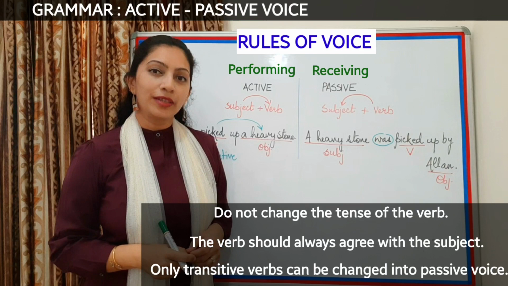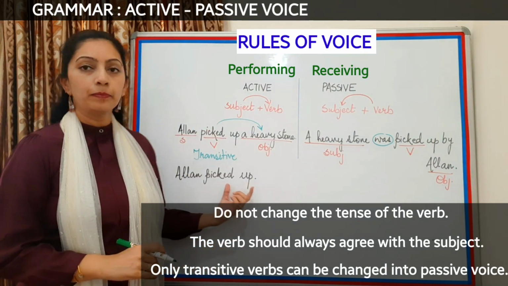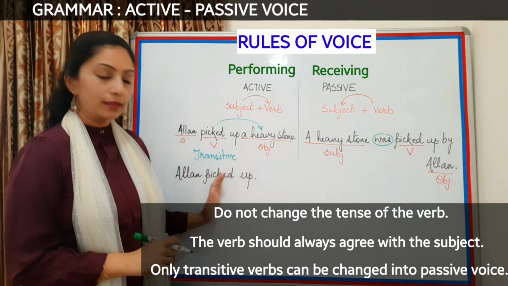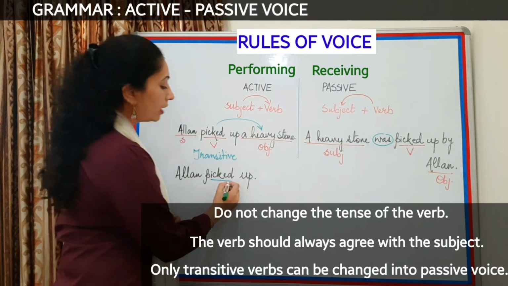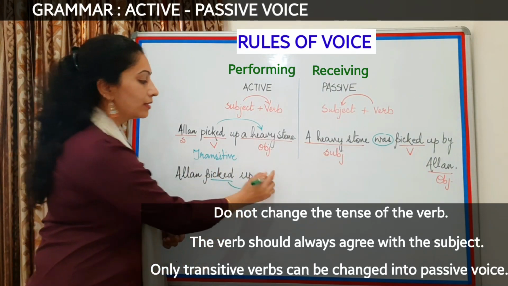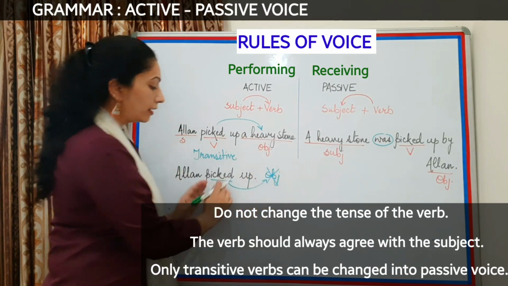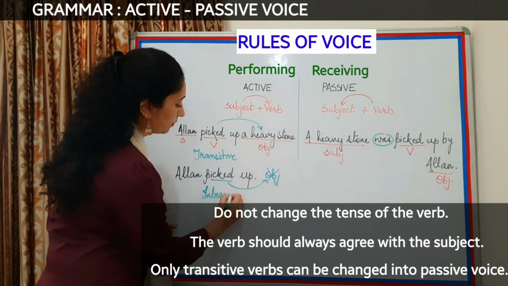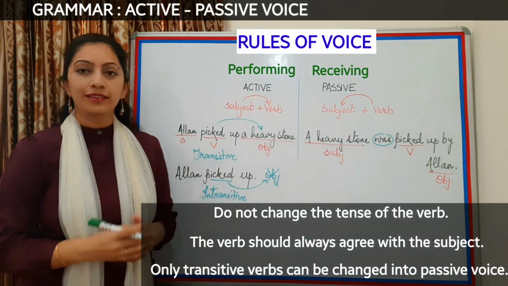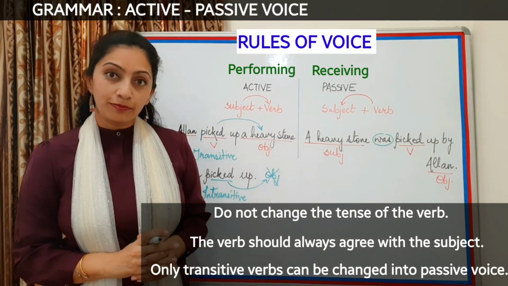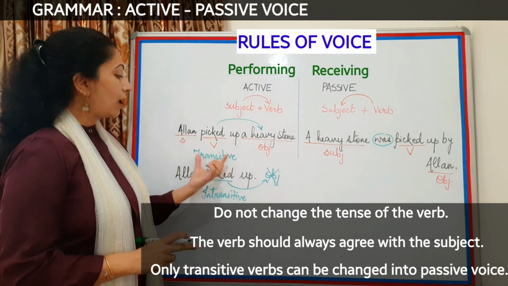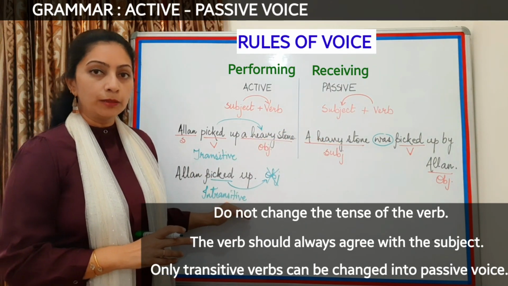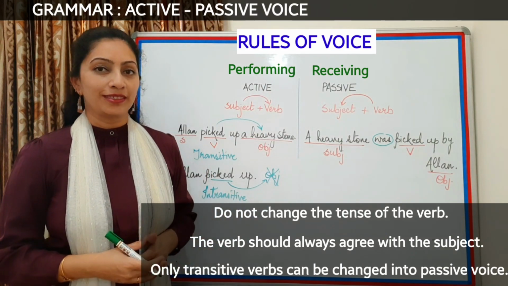Let's take a small example on intransitive. Consider this sentence, Alan picked up. Now this sentence is grammatically correct because it has a subject and a verb. But this verb does not have an object. So in sentences where there is no object and I do not know where this action is passed, such verbs are called intransitive. Therefore, the golden rule of active-passive voice is that only those sentences which have a transitive verb will be converted into passive voice. Intransitive verbs will never be converted into passive voice.